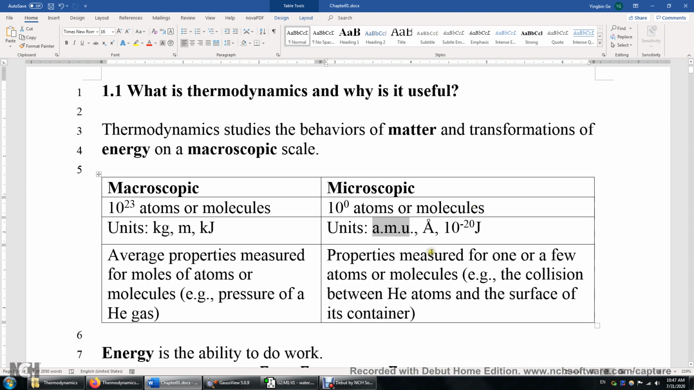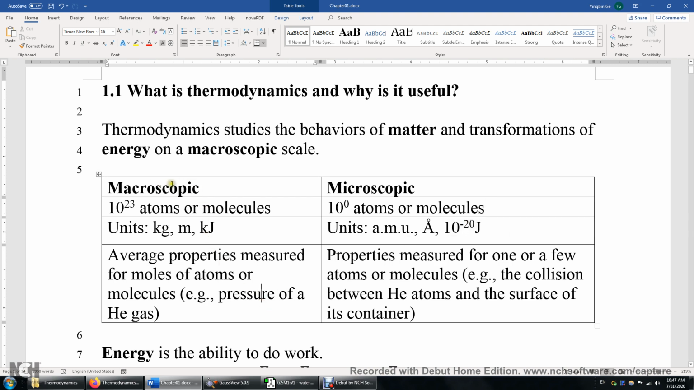When we're talking about length on the microscopic level, we use angstroms, nanometers. This is angstrom. 1 angstrom is 10 to the power negative 10 meters. When we are talking about energy, usually it's around 10 to the power of negative 20 plus minus 5 joule.